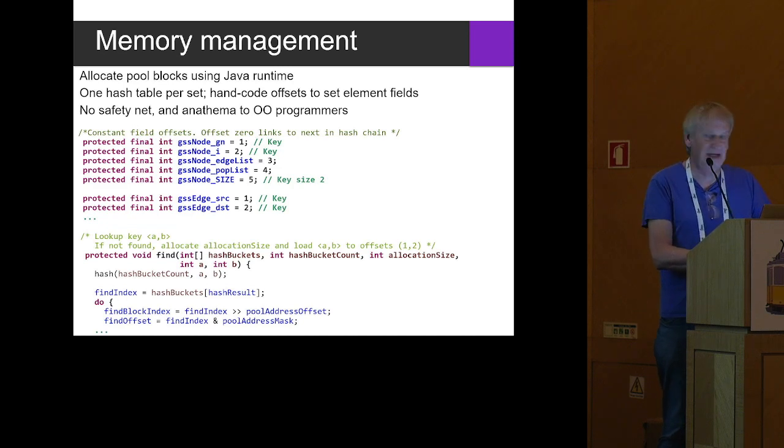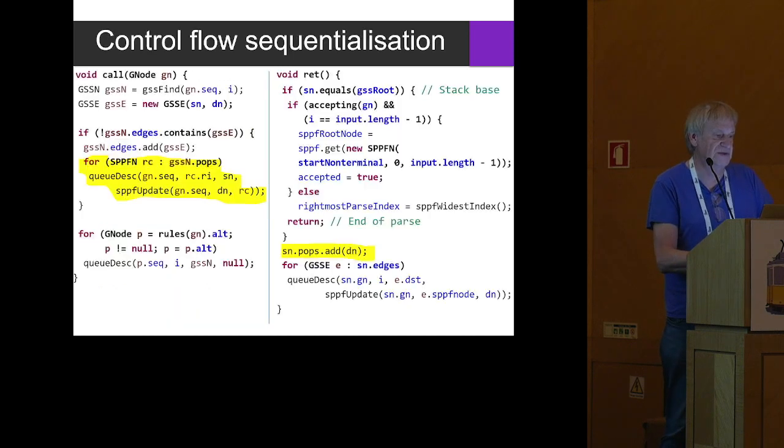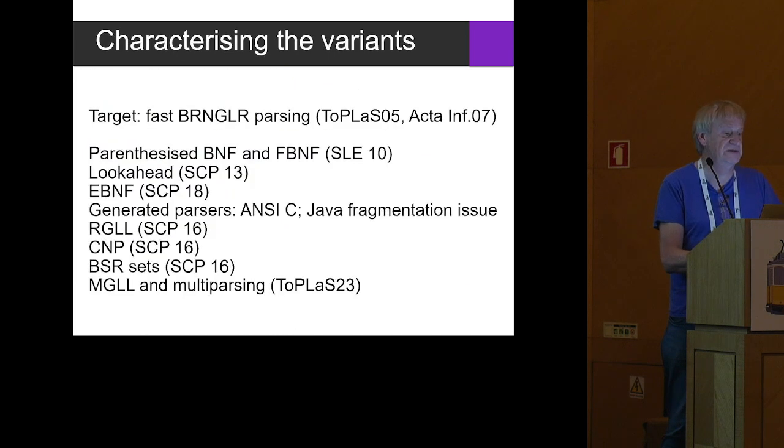And I think the lack of this kind of optimization is the thing that trips people up in terms of speed. Okay. There are a lot of variants, which I won't go through here because we're short of time, but these are all published variants of GLL which need to be fully characterized and are not in this paper because it's a 12-page conference paper.